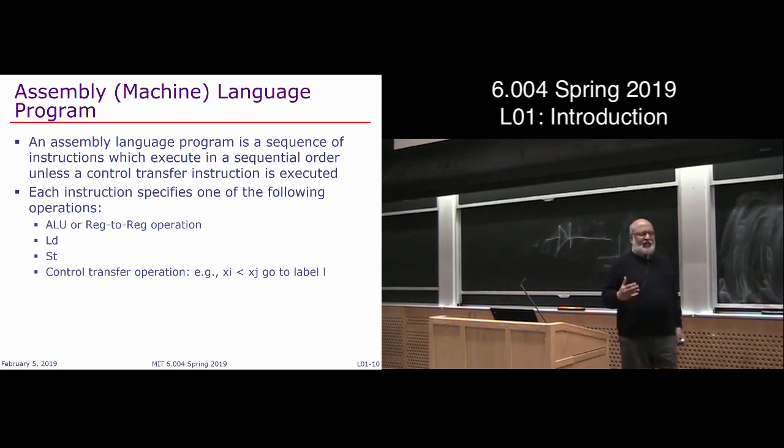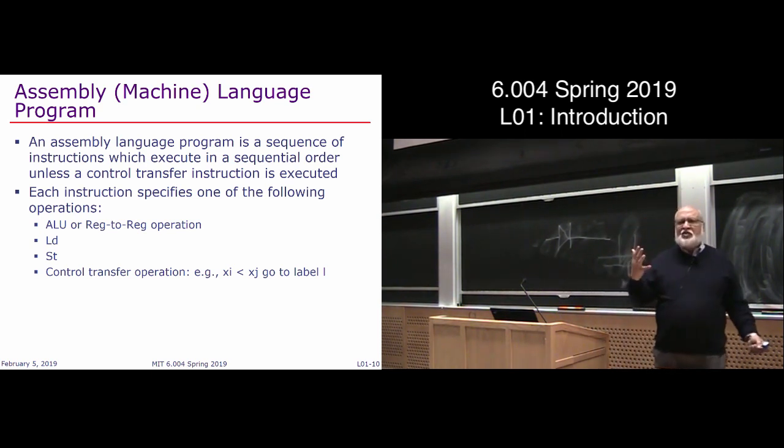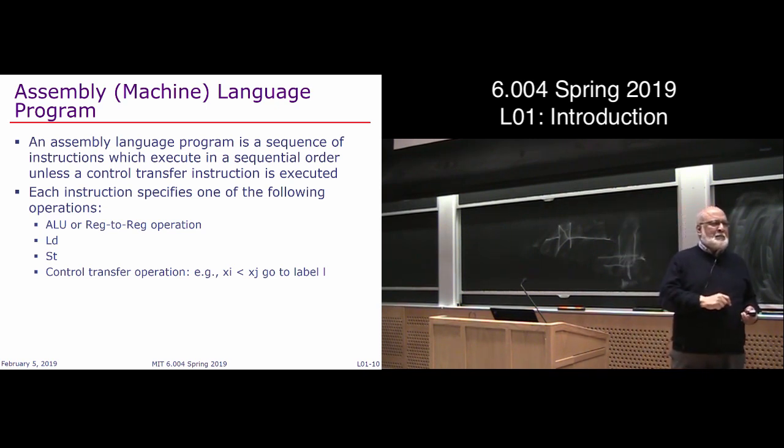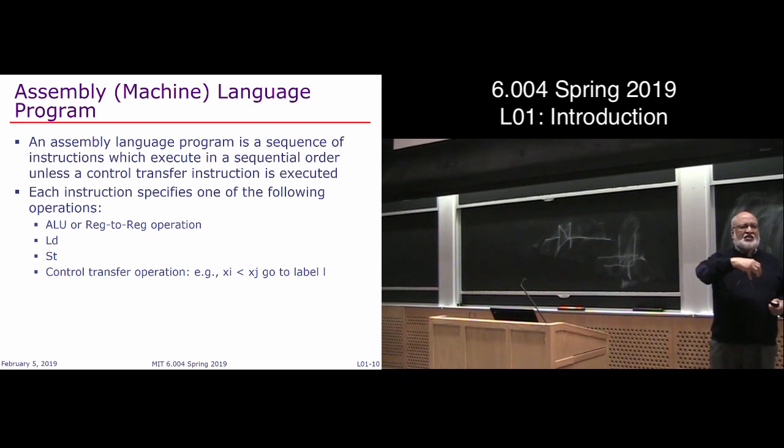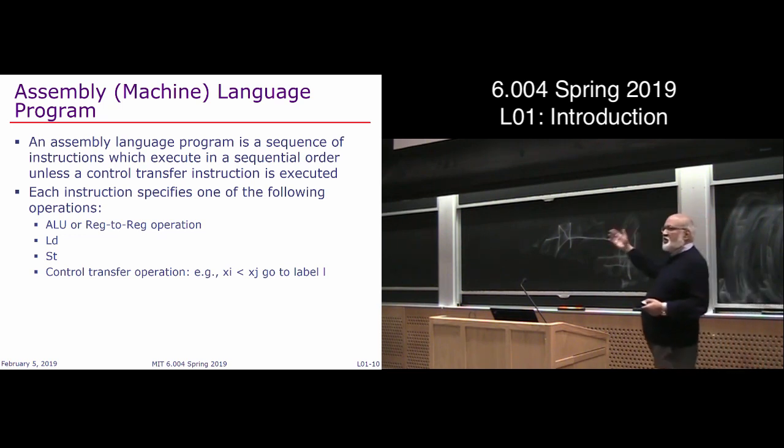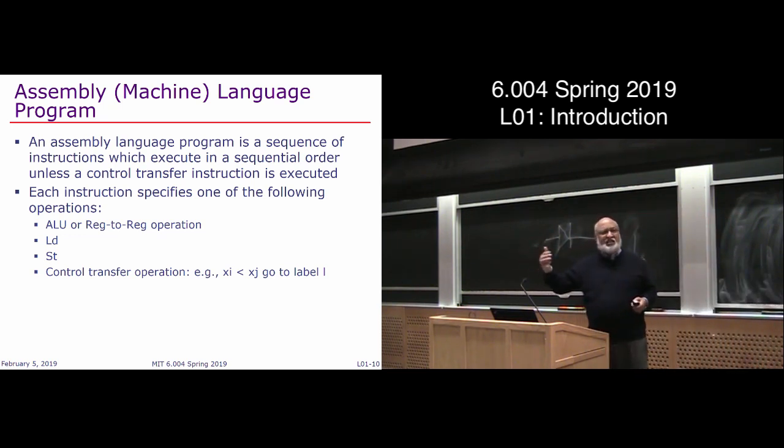Now to complete the picture, we have 4 types of instructions. We have ALU type instructions, which take 2 things out of the register file, perform some operation, and store the result back into the register file. We have the load instruction, which moves data from the memory into the register file. We have the store instruction, which takes data from the register file and puts it into a specified location in the memory. And then we have control transfer operations.